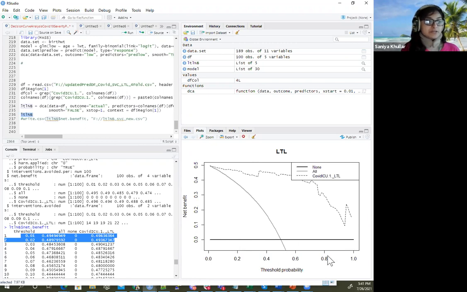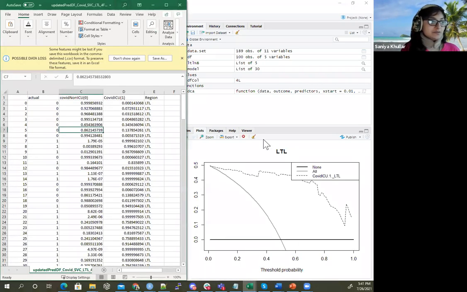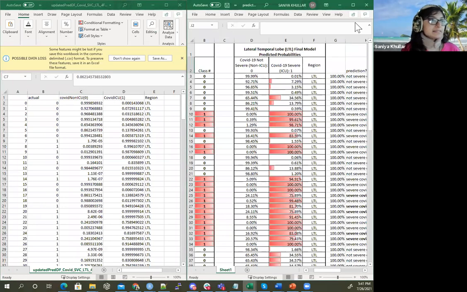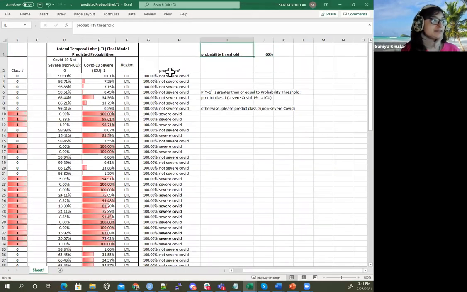And again, these thresholds are how you decide to assign patients to a given class. So what do you predict based on the threshold probability? Based on this value being above or less than this value, what do you predict? That's how this prediction is made. If this cell here is greater than or equal to this threshold, then you predict severe COVID, otherwise not severe COVID. And you do this for each of these.